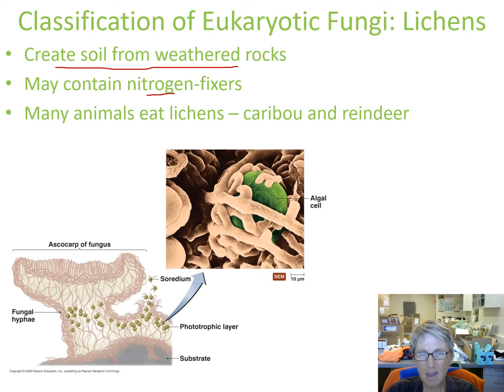Lichens may contain these things called nitrogen fixers. So those are bacteria that can take atmospheric nitrogen out of the atmosphere and turn it into a form of nitrogen that plants can use. Many animals like to eat lichens, like caribou and Rudolph the red-nosed reindeer. And then here's a scanning electron micrograph of an algal cell that is surrounded by a fungus.